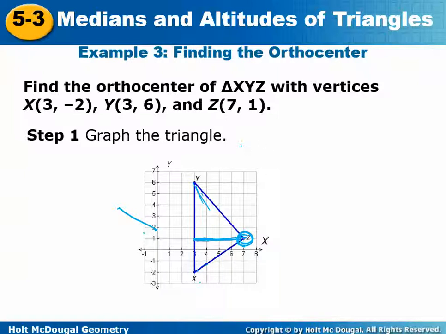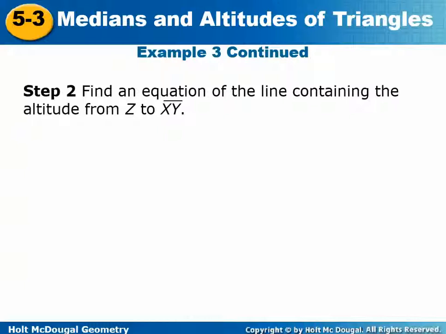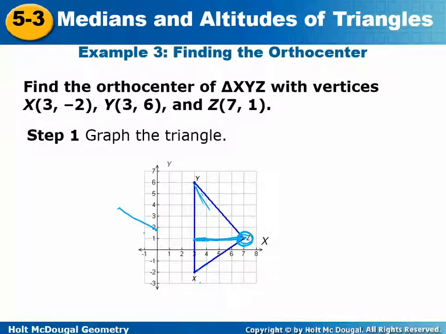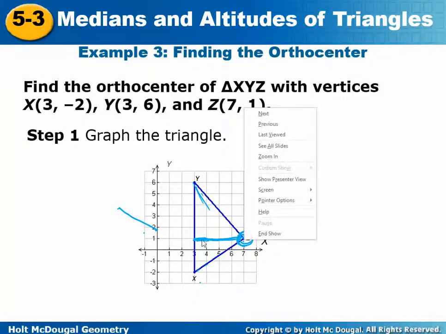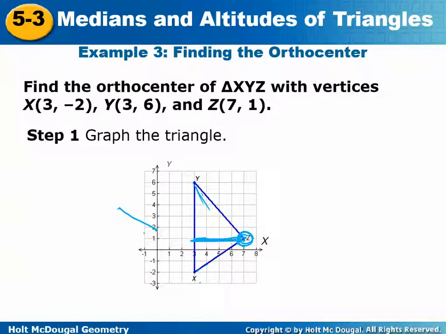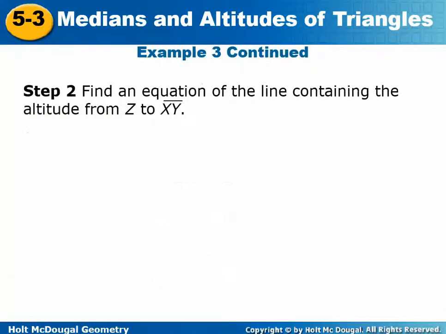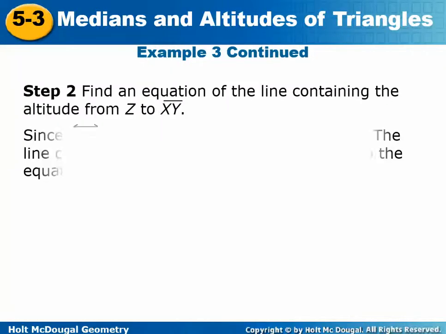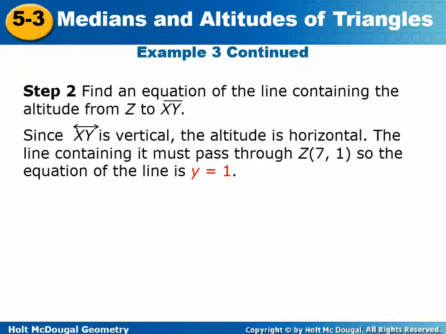So what they're saying is, okay, graph it, and then the next step is to find an equation of the line containing the altitude from Z to XY. They know that the altitude is going to be on this line, and they want to see where it would be from XY, XY being over here. And the equation, it's just a line y equals 1. Okay, that's an easy equation to write.